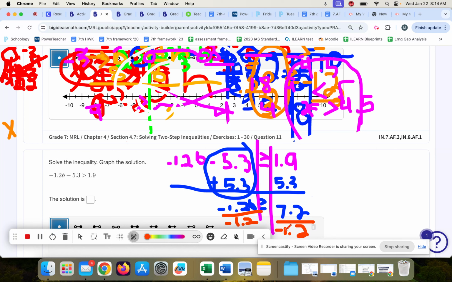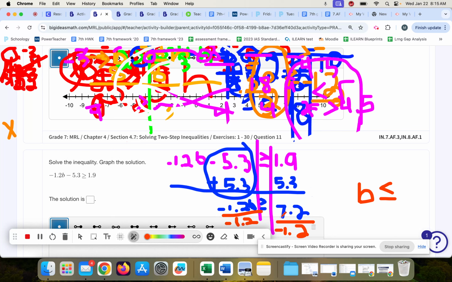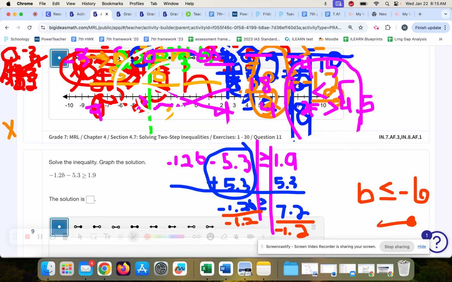So, what is it? 12 times 6 is 72. So b is going to be, now, we divided by a negative, so we flip the inequality. b is less than or equal to, when you divide those, you get -6. Okay, which means at the -6, you're going to pick the one that's a closed circle and the arrow to the left.